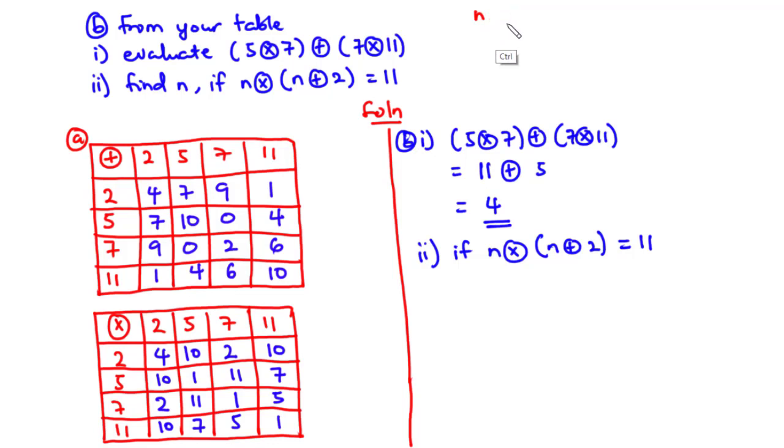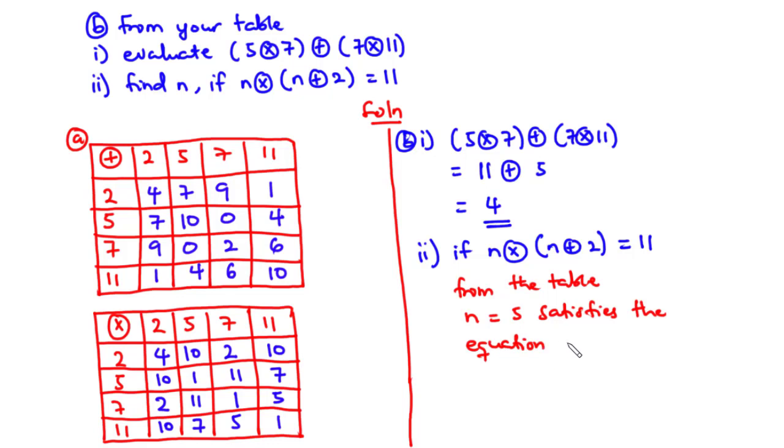So from the table, n equals 5 satisfies the equation above. So only 5 satisfies the equation above.